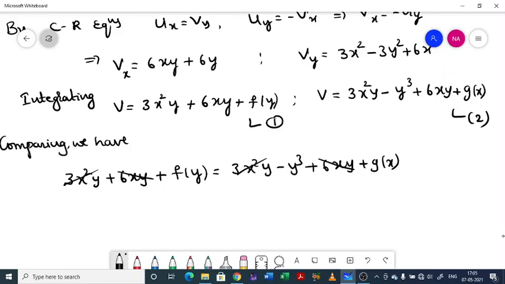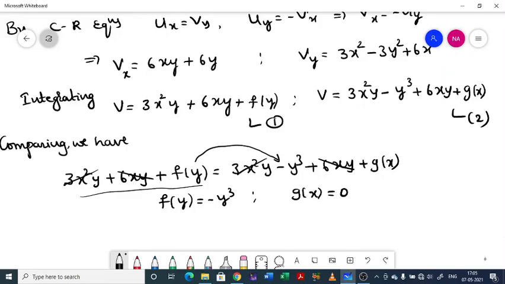f of y denotes a function not containing x. If you look at this side, this is the only term that is not containing x. So f of y will be minus y cube. And g of x denotes a function not containing y. But here there is no term that is not containing y. So obviously you must choose g of x equal to 0.